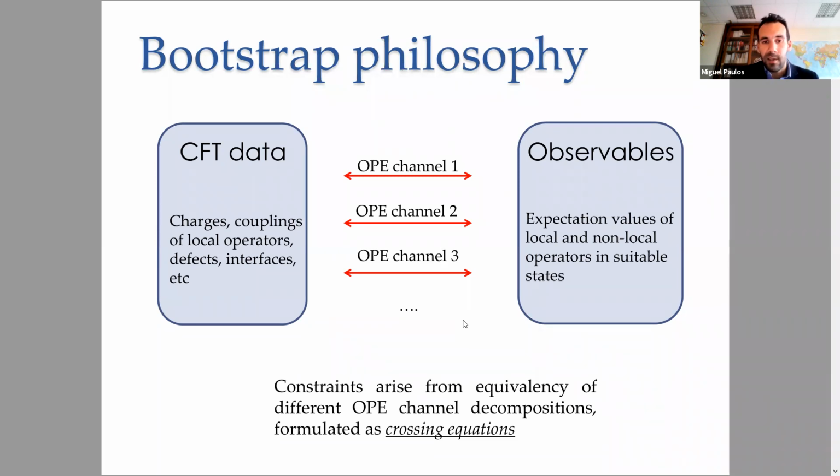So in practice, these relations turn into specific crossing equations. I'm going to call them crossing equations. And our job then is to understand these crossing equations and what they imply both for the observables and for the CFT data.